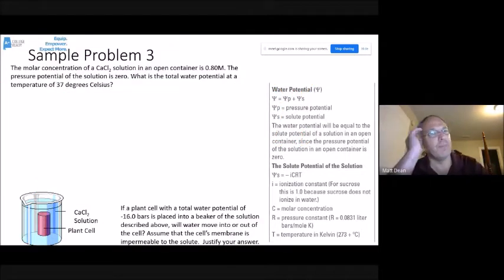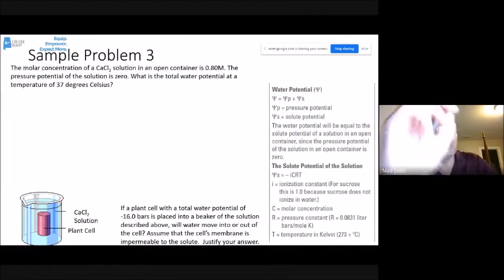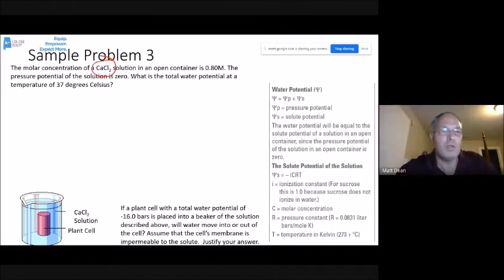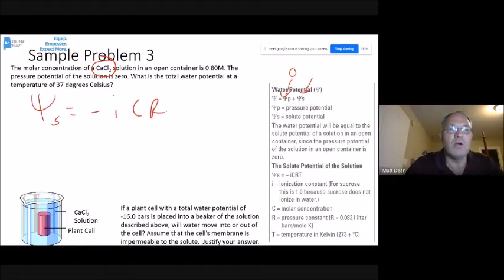All right, one more sample problem. Here's one with a solute of calcium chloride. So this is a salt because it's made of a metal connected to a nonmetal. Again, we want to calculate the total internal water potential, or the total water potential of the solution. We're given a pressure of 0. So we need to calculate the solute potential, -iCRT.